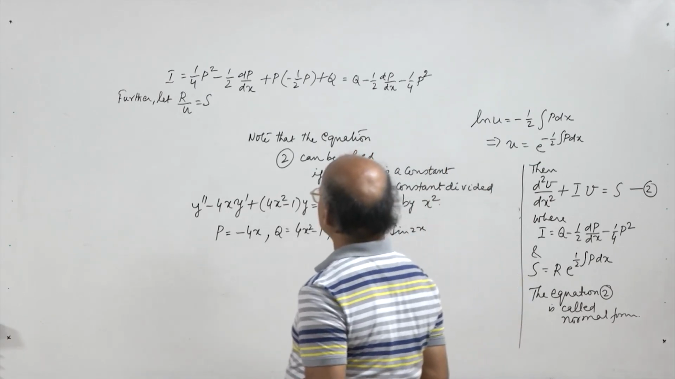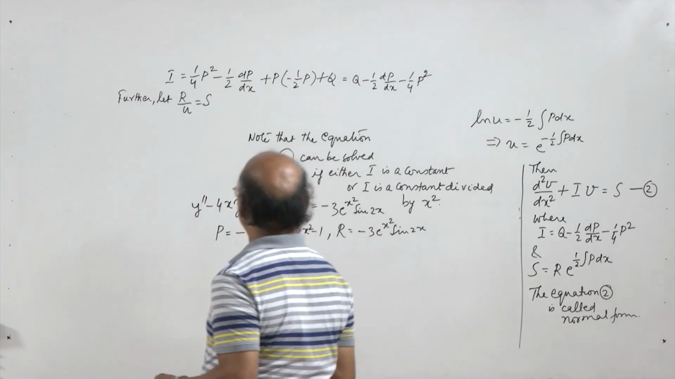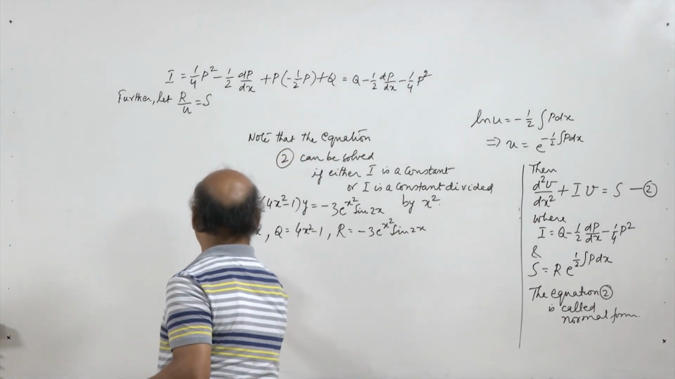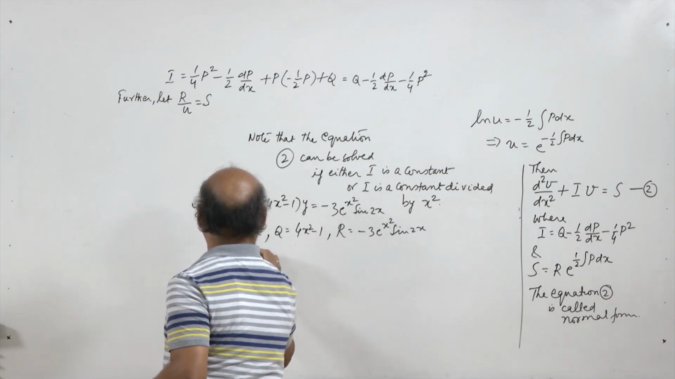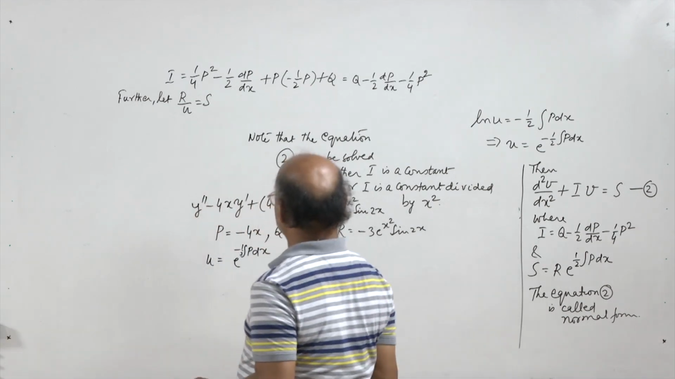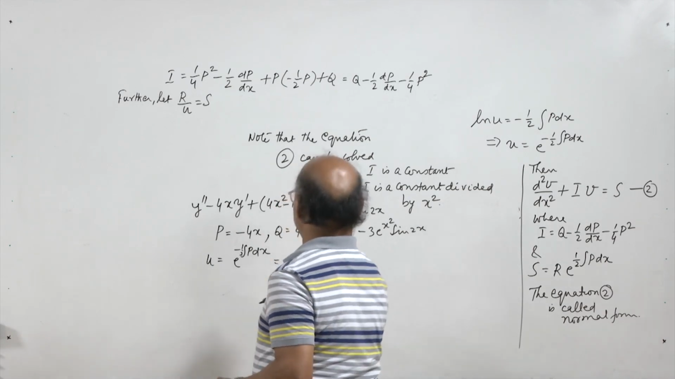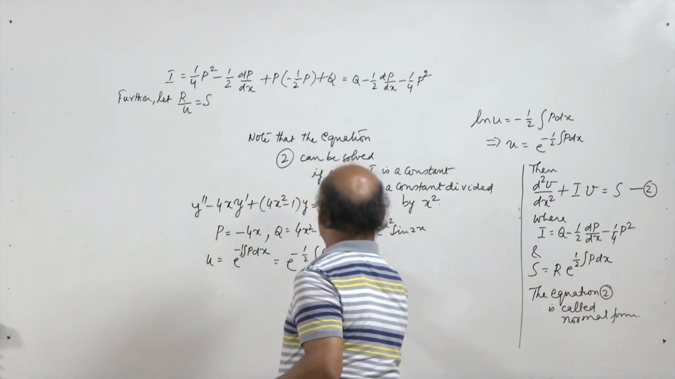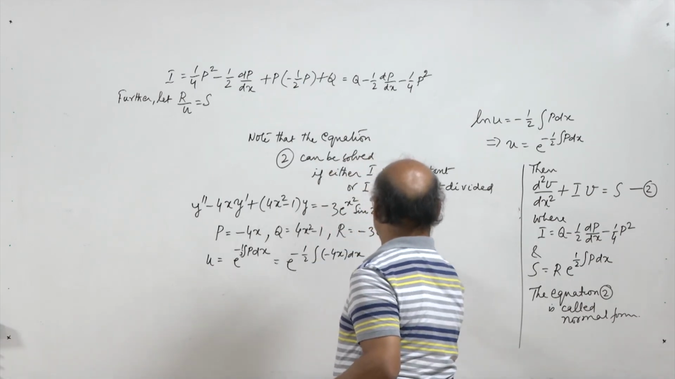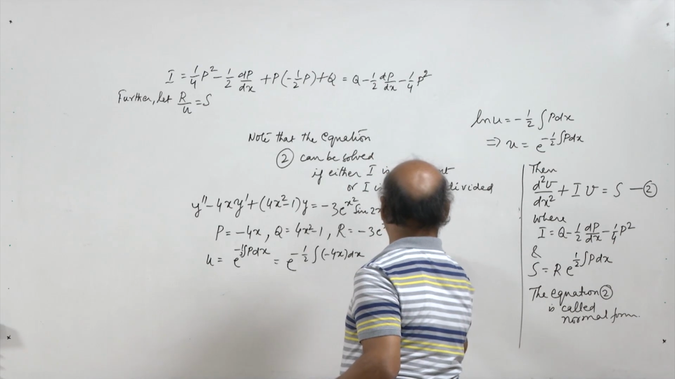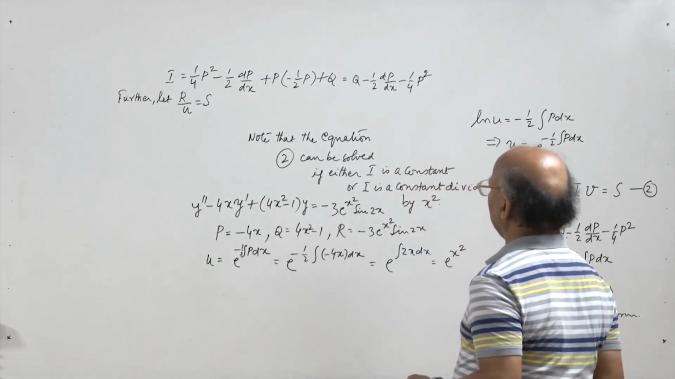So, let us find first, when we reduce this equation to the normal form, the value of u. u is equal to e to the power minus half integral p dx. So, e to the power minus half integral minus 4x dx. So, this is e to the power integral 2x dx, which gives you e to the power x square. So, we know the value of u.